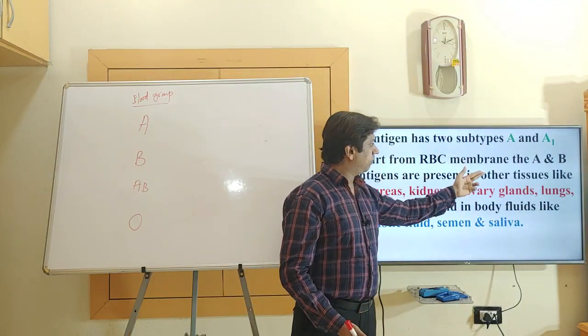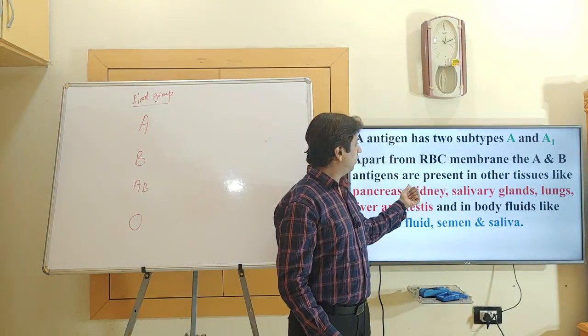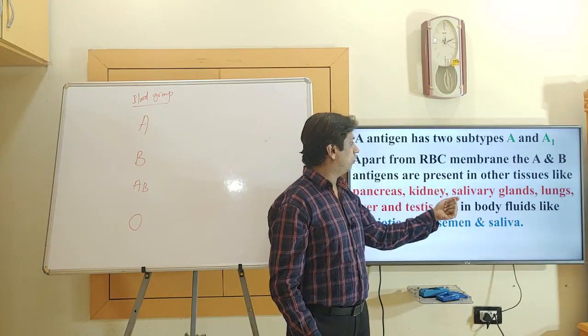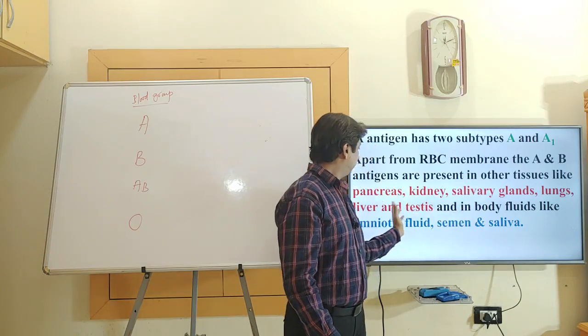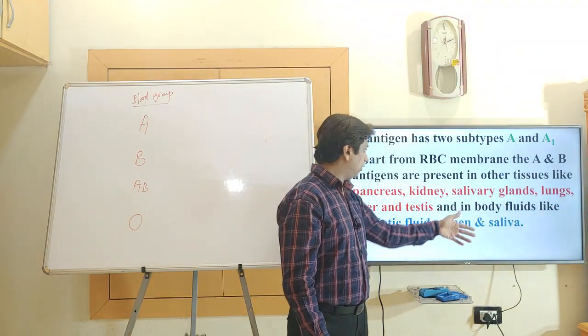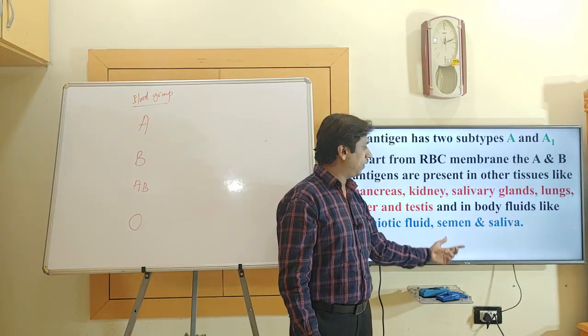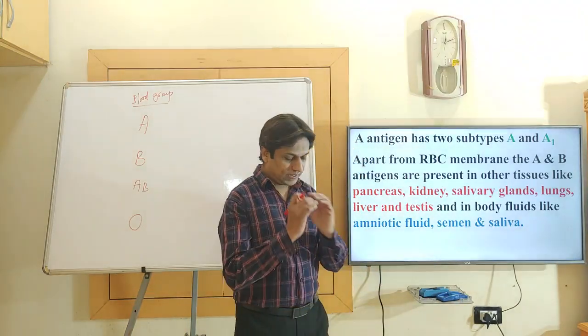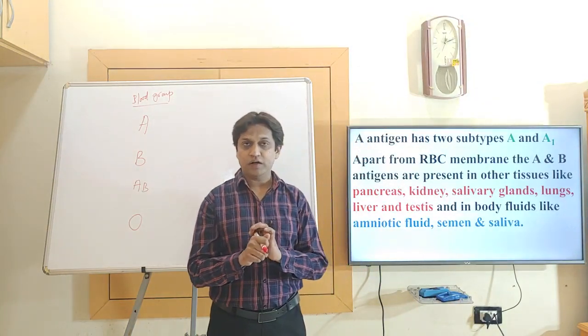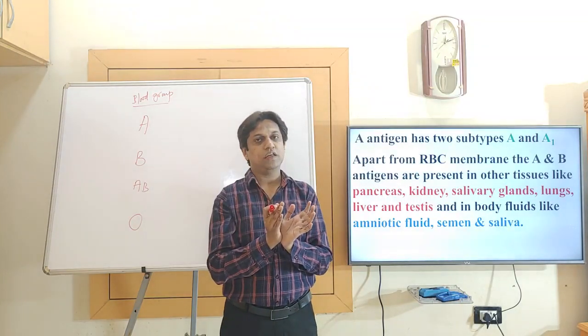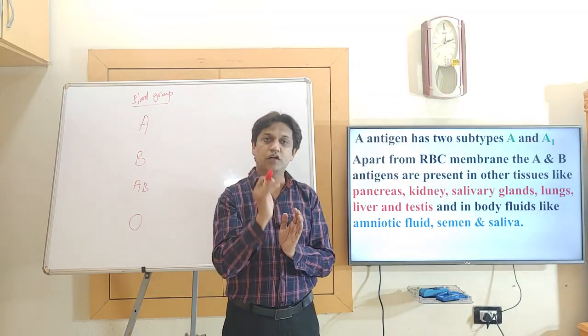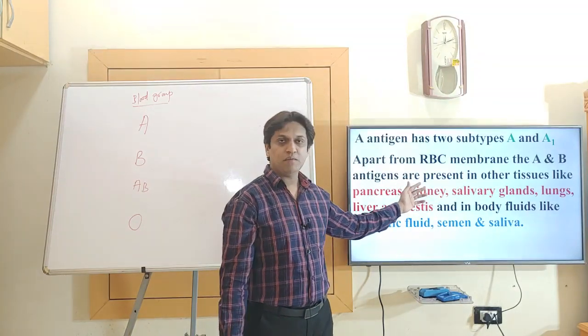Apart from the RBC membrane, the A and B antigens are present in other tissues like pancreas, kidneys, salivary glands, lungs, liver and testes, and in other body fluids like amniotic fluid, semen and saliva. That is, the A and B antigens of the blood groups are not present only on the surface of an RBC, but they are also present in other tissues and the body fluids, which I have already mentioned.